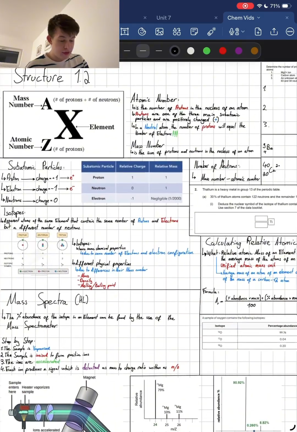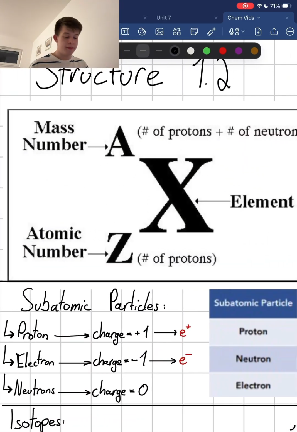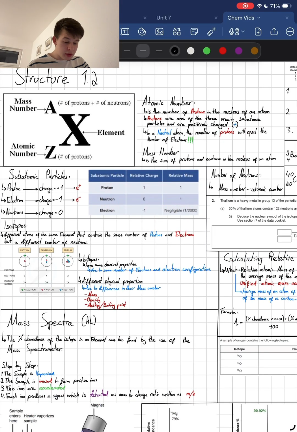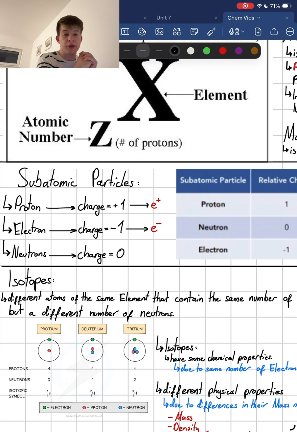As you can see in the image, mass number is A, atomic number is C, and X is the element. We have three different subatomic particles: protons, electrons, and neutrons, and they all have different charges. The protons are always positive, +1, so e+. Electrons are always negatively charged, e-. And lastly, neutrons are neutral, always 0.